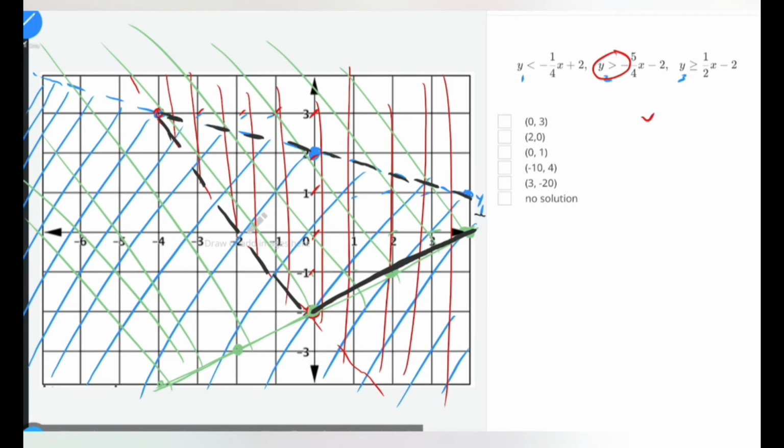Okay, so 0, 3. 0, 3 is right here. That is not the answer. It's not inside the three shades. So the answer needs to be inside the three shades. All right, 2, 0, which is right here. That is the answer, which means that is not your choice. All right, 0, 1 is right here. That is the answer. Negative 10, 4, that is not the answer. It's all the way out here. That's not the answer. All right.